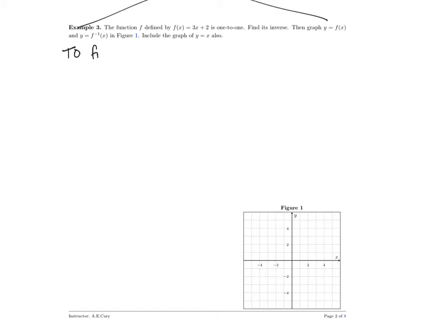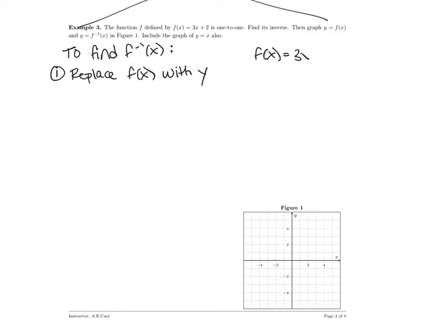So to find f inverse of x, how do we find an inverse? Step 1, this is more of just a notational piece. Replace f of x with y. Now, this is not something that you necessarily have to do, but it just makes it a little bit easier when you're solving. So let's see, we have f of x is equal to 3x plus 2. So first step, I'm going to replace the f of x with y.